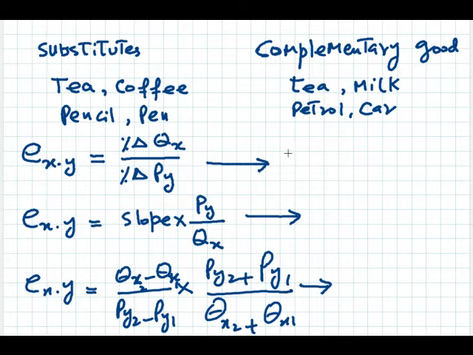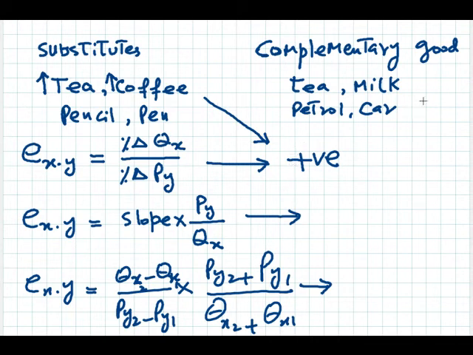Now the sign of cross elasticity of demand can be positive or it may be negative. In case of substitutes, you notice that if the price of tea increases, it will become expensive. As a result, the demand for coffee will increase. So both variables, the price of tea and demand for coffee, move in the same direction. Both are increasing. So in case of substitutes, the cross elasticity of demand is positive.